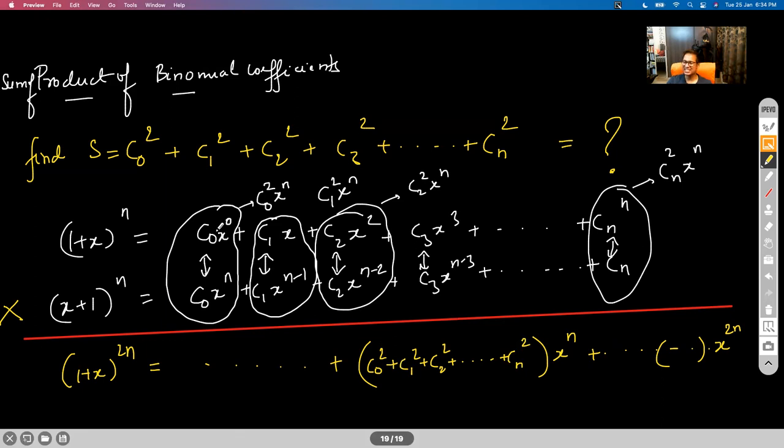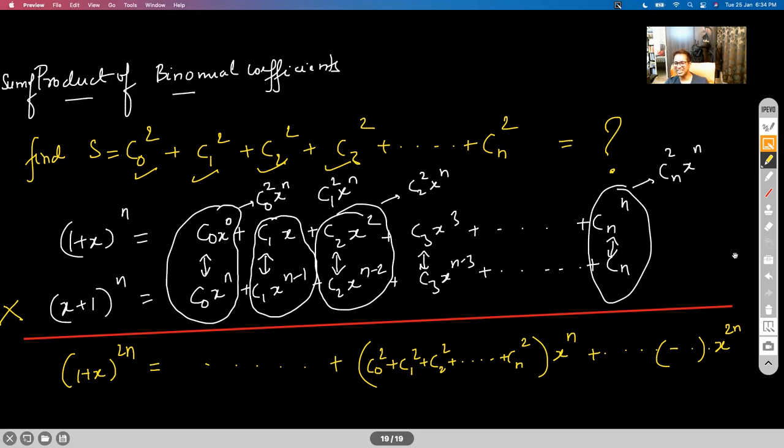Because when you're multiplying the top series with the bottom series, you'll get a plethora of terms, right from constant till x to the power 2n. Correct? So I am not interested in all those terms. I'm interested in one particular term, which I identified as x to the power n, because that x to the power n coefficient is basically these expressions which I have in my series. Are you getting my point?